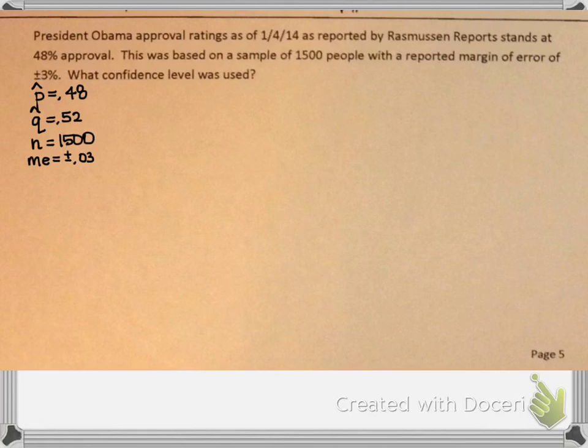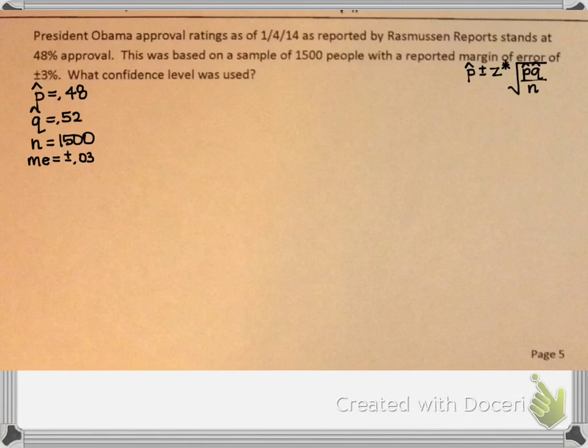So I know that for my entire interval, and I'll go off to the side here since I don't need the entire interval, but I do want to be able to look at the formula, it is going to be P hat plus or minus, we are talking about proportions, so Z star, and then P hat, Q hat, all over N. All right, so here I've got my formula.